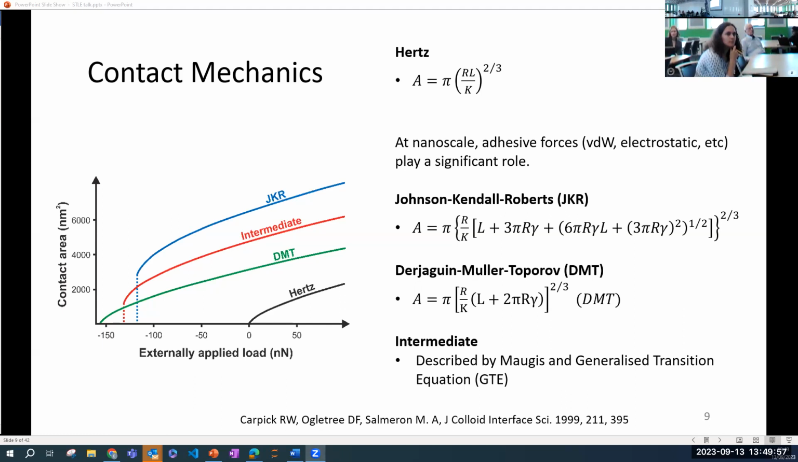Now, because the JKR and DMT models calculate adhesion at opposite ends of the same spectrum, we also have other models, such as the Maugis or the GT model, that can calculate these extremes and also all the cases falling in between.